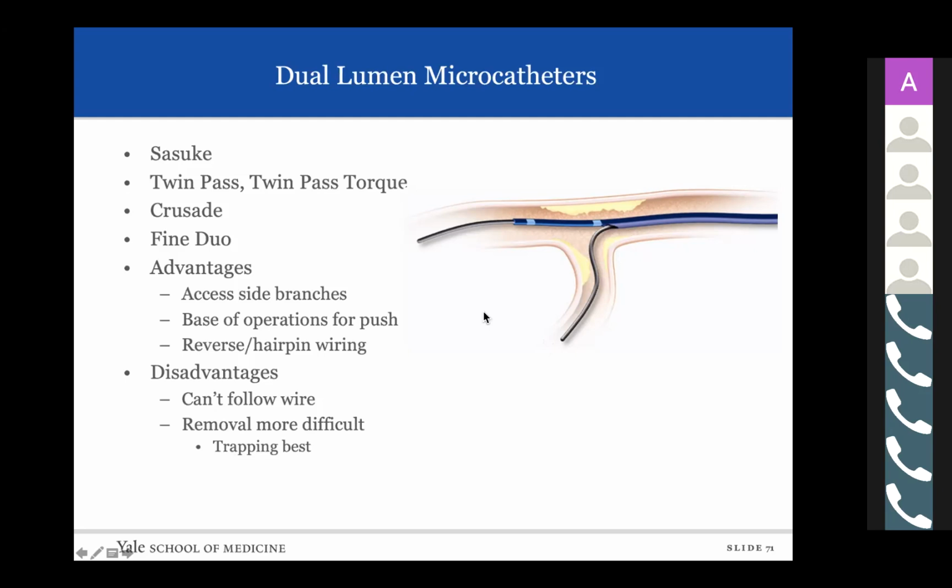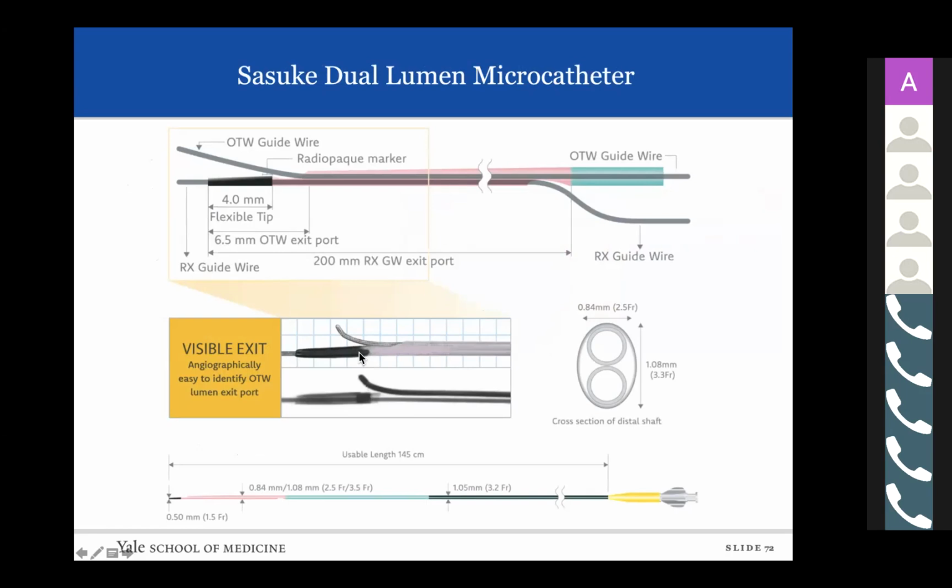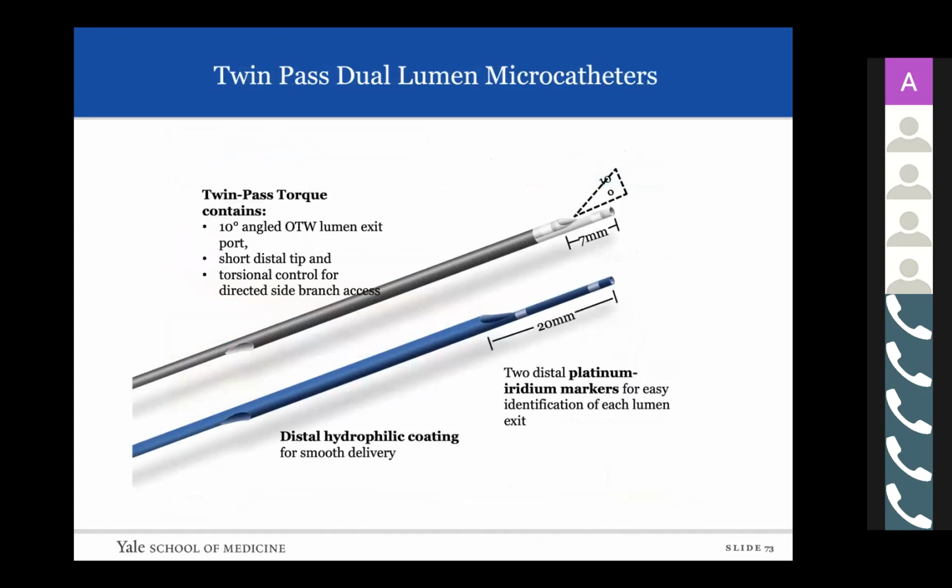So this is just the schematics of what the Suzuki is. It's an ovoid catheter, so it's larger than your typical microcatheter, but you can fit two wires in it. And this is where the wire exit port is. Here's the tip. Here's the marker band, here's the exit port a couple millimeters before it. So this is where your wire will actually start to exit. This is where it's going to be free enough to do some work. This is the twin pass and the twin pass torque.